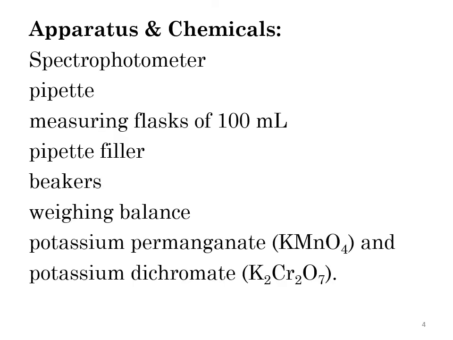First of all, let's see the apparatus and chemicals which are required to perform this experiment. In order to perform this experiment, we need a spectrophotometer, pipette, pipette fillers, measuring flasks of 100 ml or 50 ml, beakers of 50 ml or 100 ml or even 250 ml, a weighing balance, potassium permanganate, and potassium dichromate.